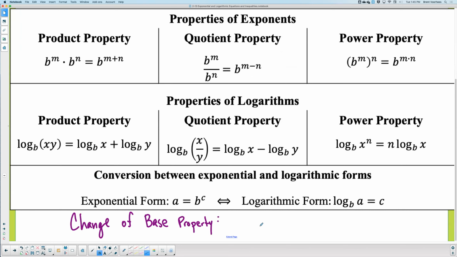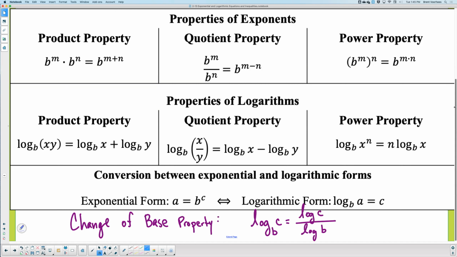So the change of base property looks like this. If you have a log, I'm going to call it base b of c, log base b of c, you can solve that by taking the log of any base whatsoever. I'm just going to leave it as a common log. Log of c, so say common log of c, and dividing that by log of the base, like this. Mathematically, this is the same.